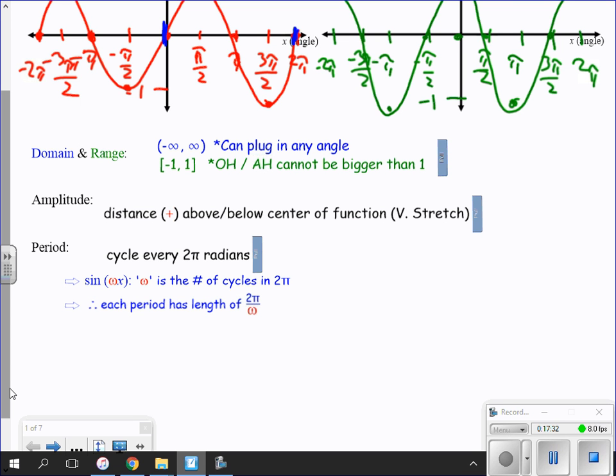The number in front that's larger, it goes that much faster. So it'll be 2 times as fast. And we'll have 2 cycles in what would normally be 1 cycle. Okay, and we'll work on finding that amplitude and period and rewriting those graphs. Okay? Questions? Okay.